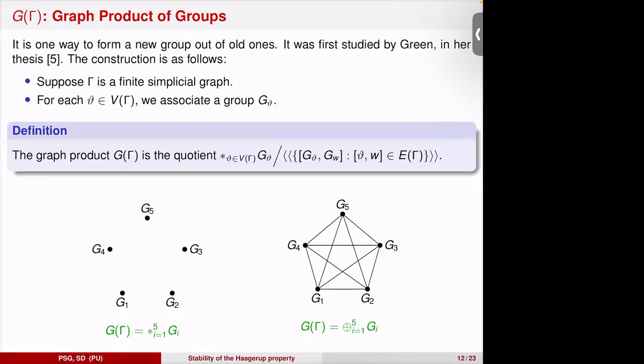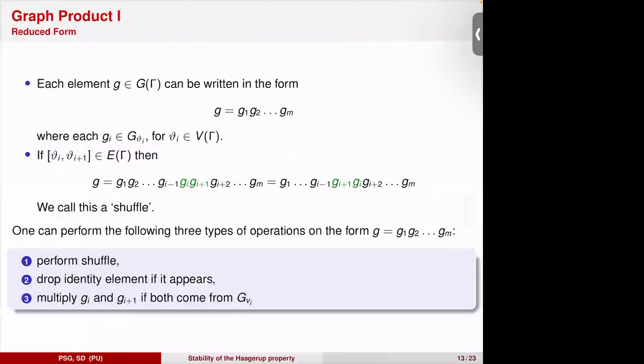From this picture, it is clear that whenever the graph is totally disconnected, G_gamma will be a free product, and whenever the graph is complete, you will have the direct product of the groups. So basically the graph product is an interpolation between the free product and the direct product. In the free product situation, every element has a well-defined normal form, and here the presence of the commuting relation prevents that.